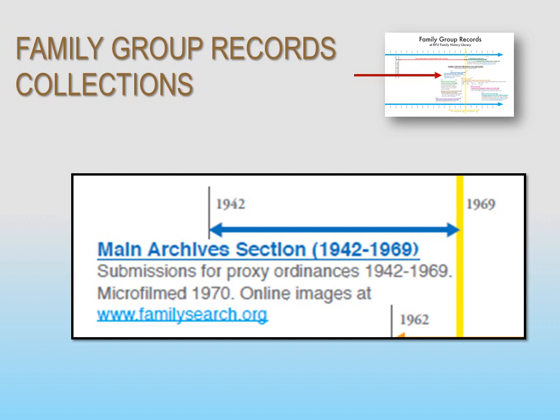This collection is also online at familysearch.org as images that can be browsed. They are not every-name indexed. Online, you are required to sign in as an LDS church member to view the records. These are useful to patrons if they want to locate completed ordinances for their ancestors.